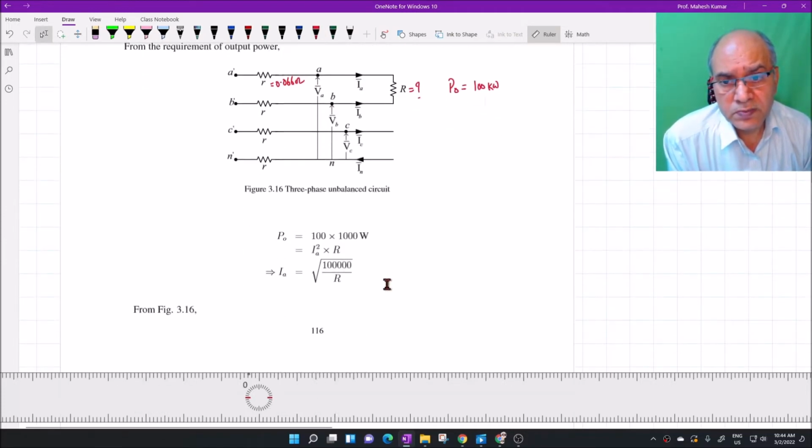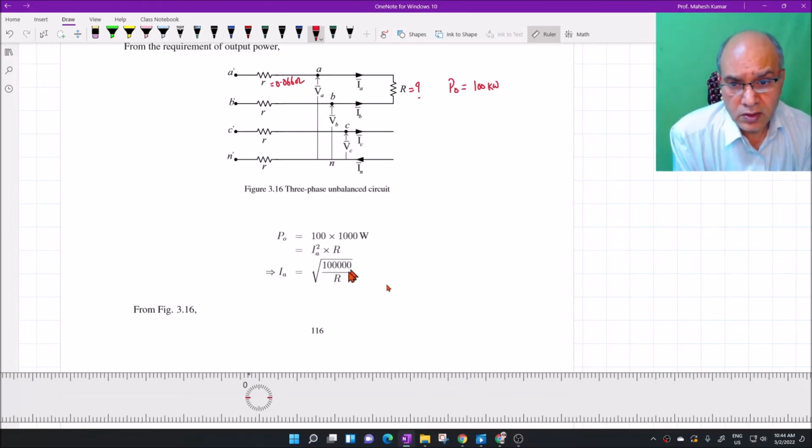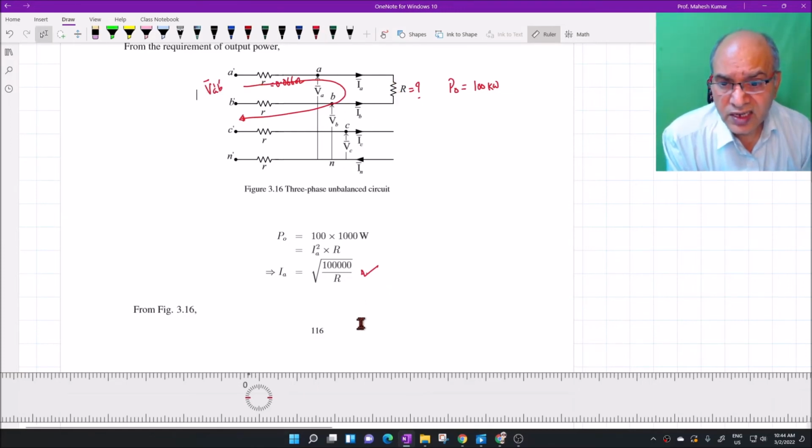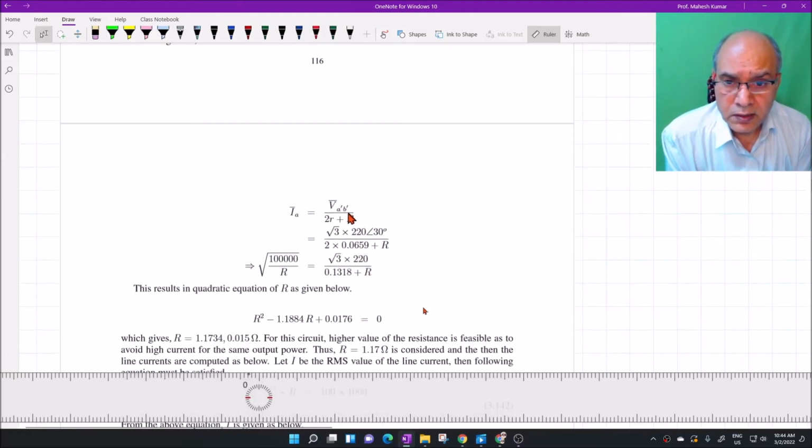So we have to use two equations here. Number one is output power. So output power is 100 into 1000, that is IA square into R, because there is only one current flowing here. So from that we will get IA. Okay, but from this circuit we can also get IA, that is VAB dash by R plus 2R. This is VAB dash by 2R in the loop plus R. So this IA is also equal to VAB dash by 2R plus R.